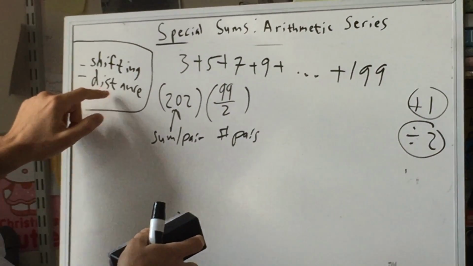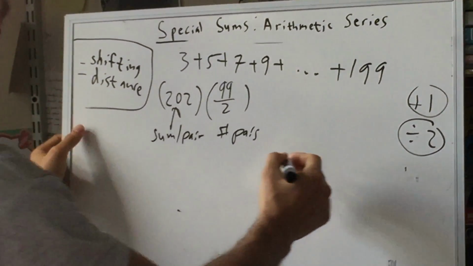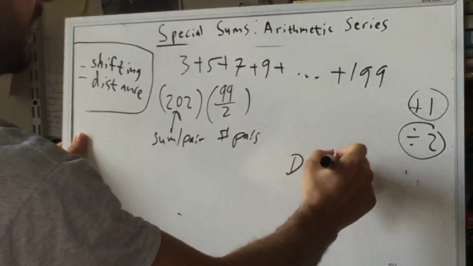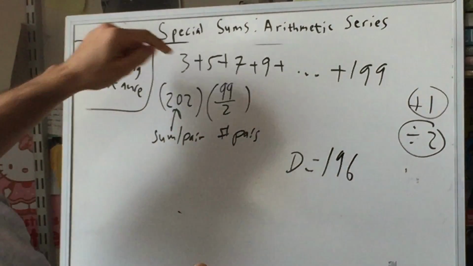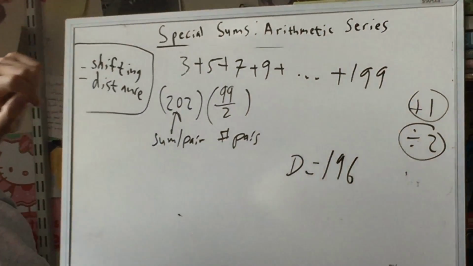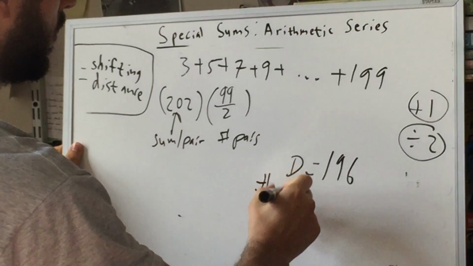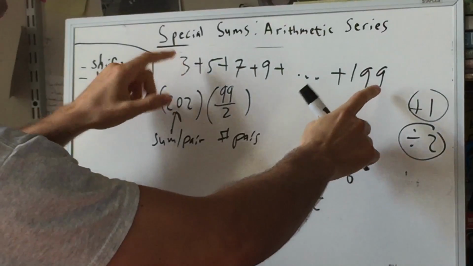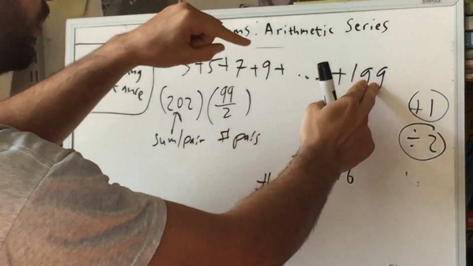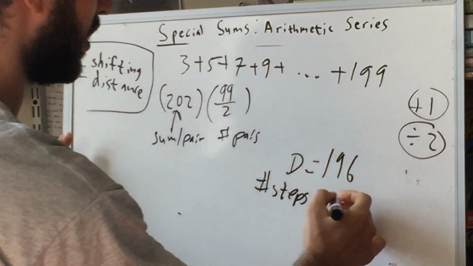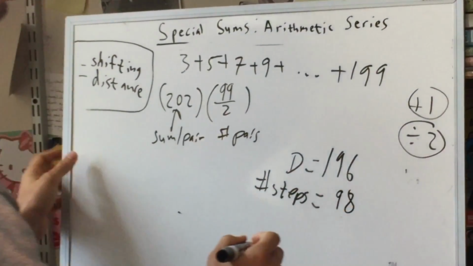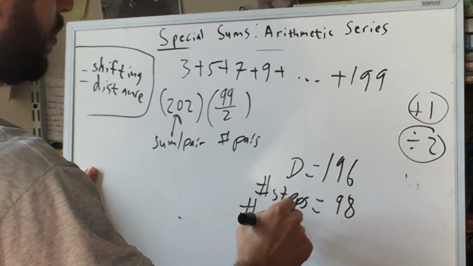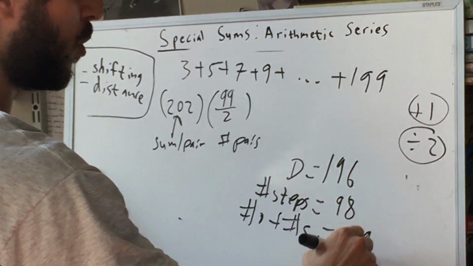Let's go into the distance method. The distance method, we're going to say, what is the distance from 3 to 199? Well, that's 196. Okay, what's our step size? We're moving by 2. So how many steps are we going to have to take if we are going to travel 196 units moving in 2s? We just have to divide this by 2. So that's 98 steps.